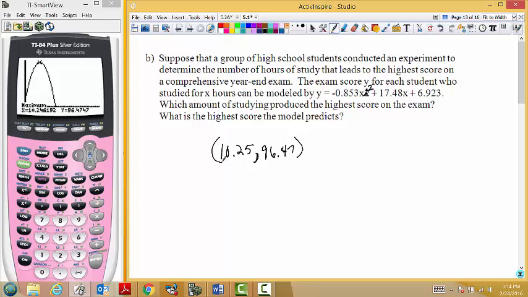Alright, so which amount of studying produces the highest score on the exam? That's going to be 10.25 hours. And then what is the highest score? 96.47. So that's the highest score. Okay, and that's the hours.